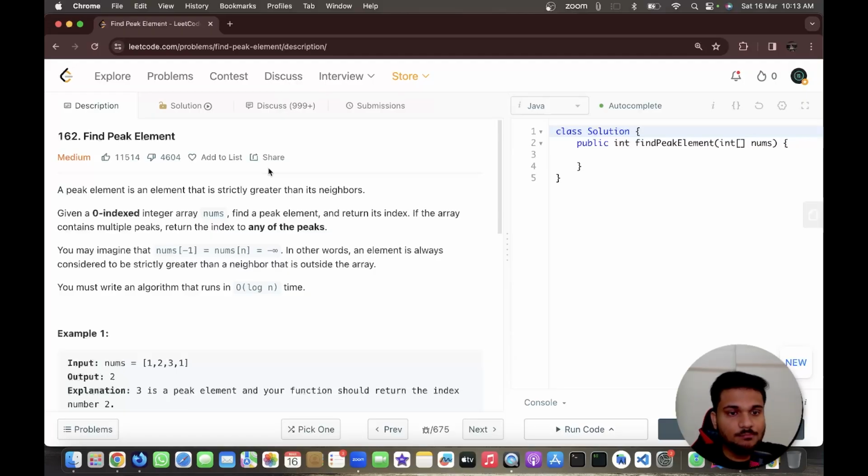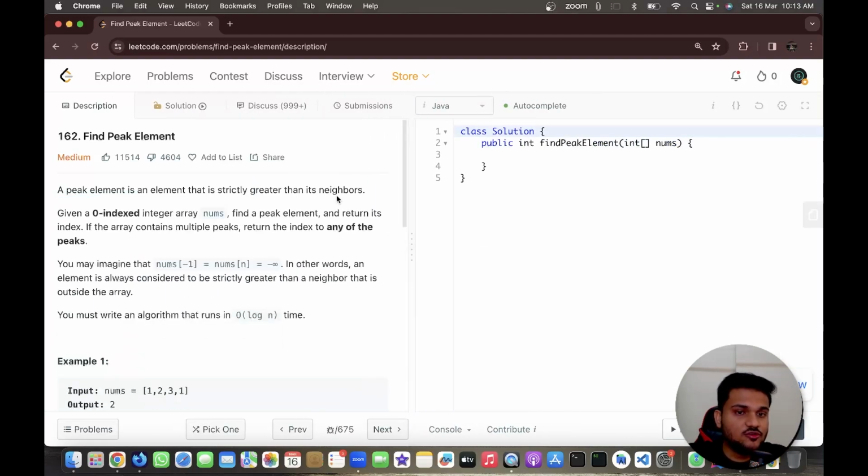So the question says that a peak element is an element that is strictly greater than its neighbors. Here they are defining the peak element. A peak element is an element which is strictly greater than its neighbors. For example, let's say you have something like 11, 12, 10. If you carefully see 12, 12 is greater than 11 and greater than 10, and that too strictly greater. That means it's not equal to, it's just greater than both of the values. If your element is greater than its neighbors, it qualifies as a peak element. So in this case, 12 is a peak element.